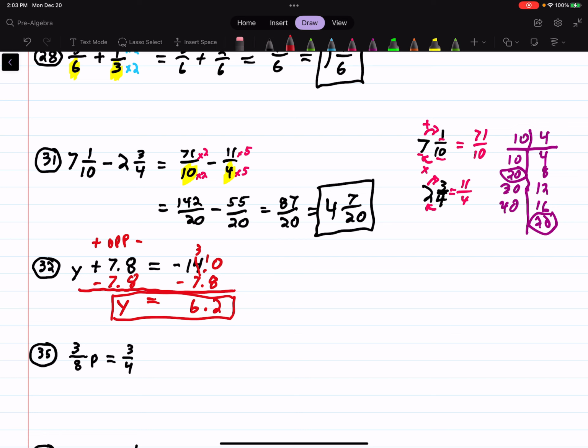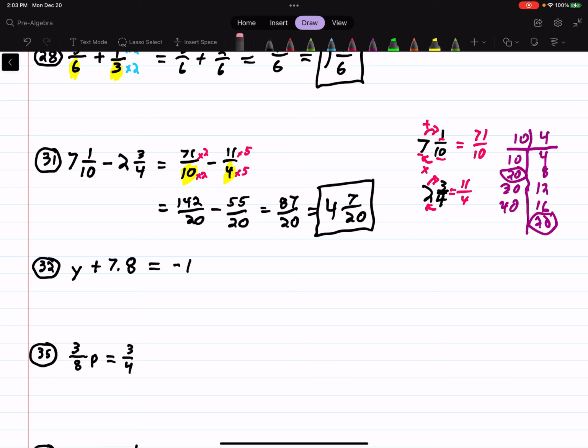Oh, excuse me, I did that wrong. Let's do that over. Hopefully you caught on right away what I meant, where I made the mistake. There we go, there's the original problem. And we did everything right, minus 7.8. I just didn't see that minus sign.